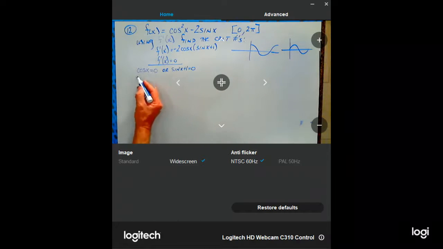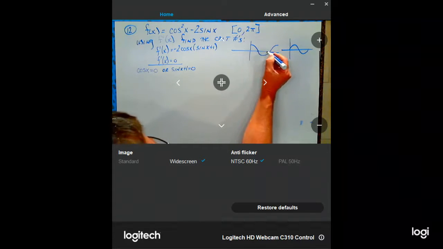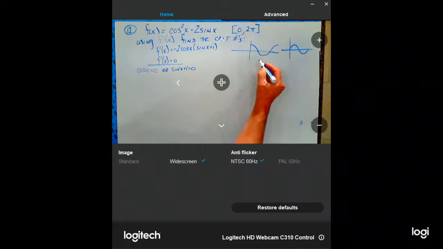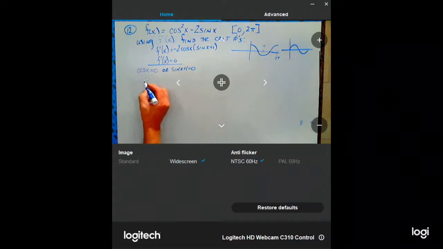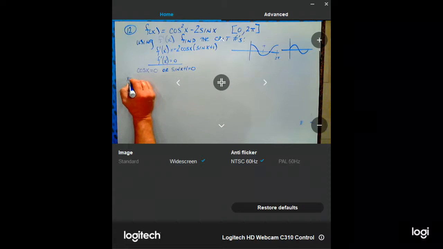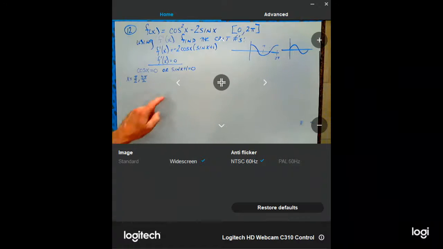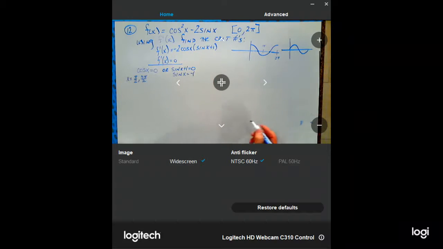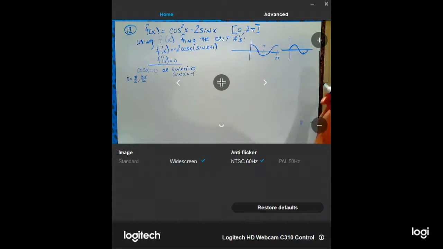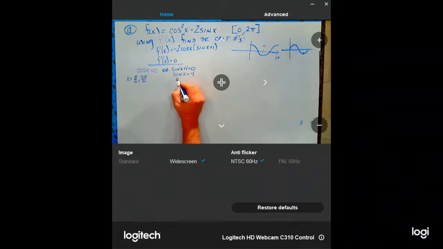So we need to know when cosine x equals 0. That clearly happens here and here. This is pi, of course. This is 2 pi over here. So when does cosine x equal 0? x equals pi over 2, right? That's one of our critical numbers, or 3 pi over 2. Those are the critical numbers we get from that side. Now over here, we have sine x. This really turns out to be sine x equals negative 1, doesn't it? When does sine equal negative 1? Sine equals negative 1 right here. That's x equals 3 pi over 2.